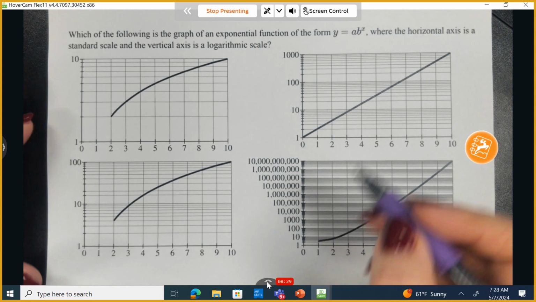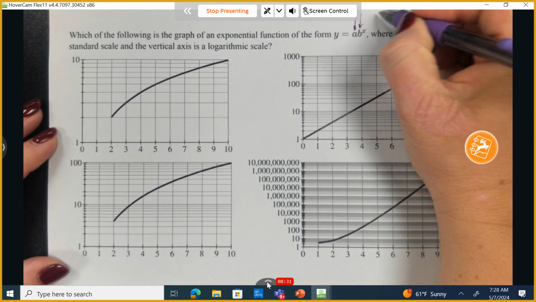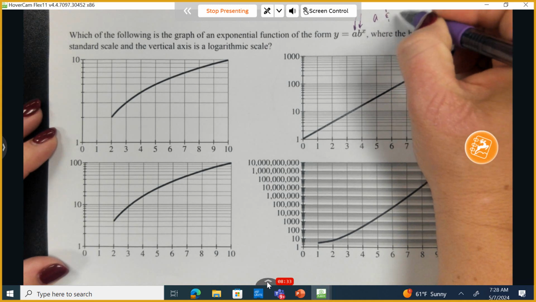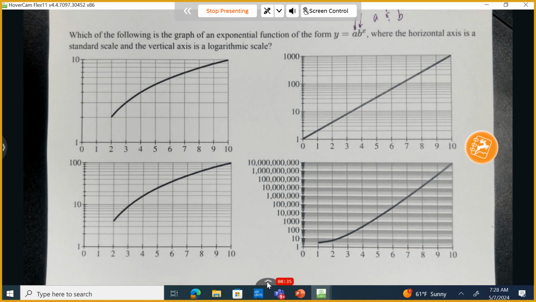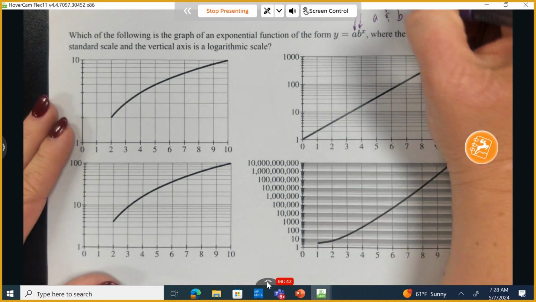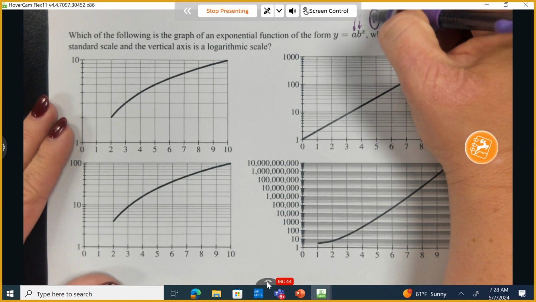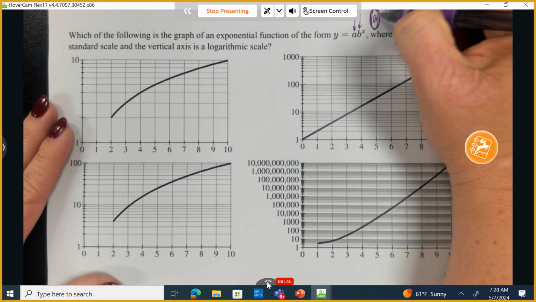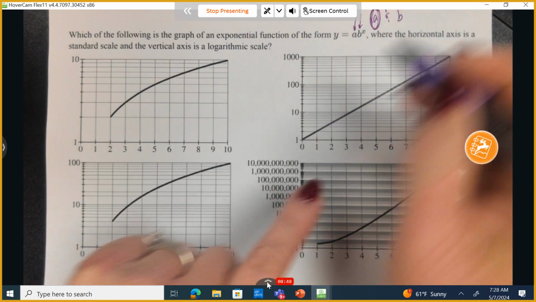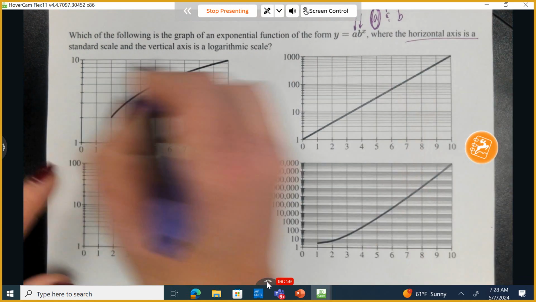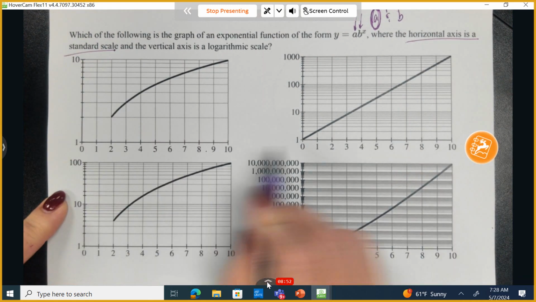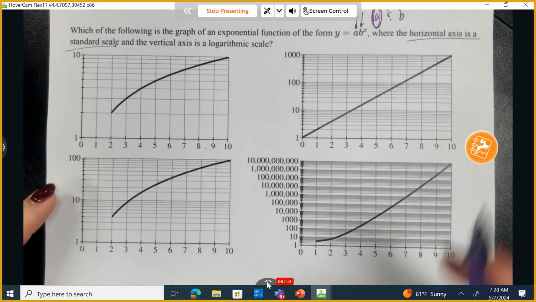All right. So in this function, by the way, real quick, I know A and B are going to be positive values. A and B are going to be positive values. Did everybody hear that? And by the way, here's the horizontal axis, and it is in standard form. That's standard, standard, standard. Okay, perfect.